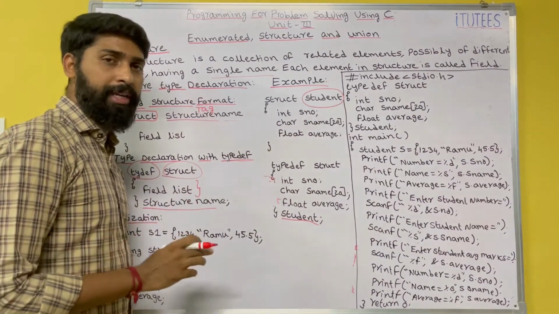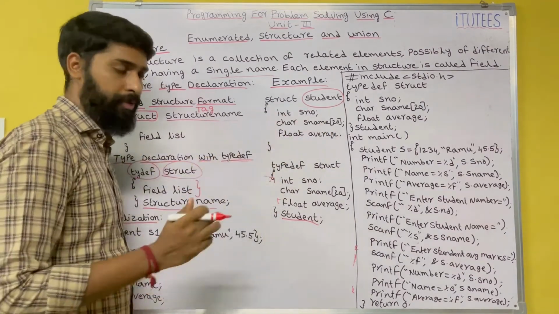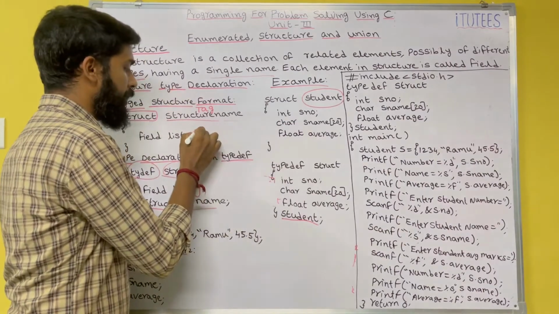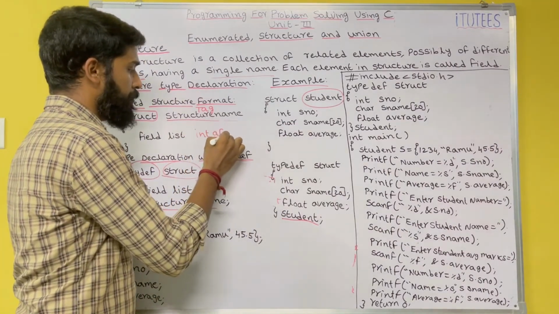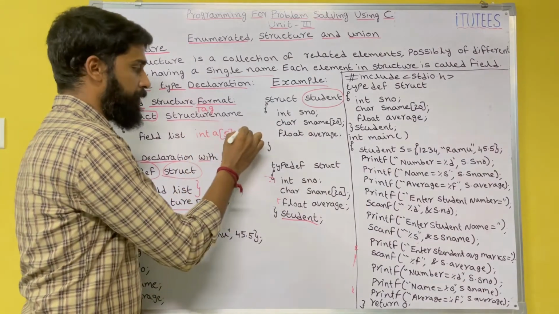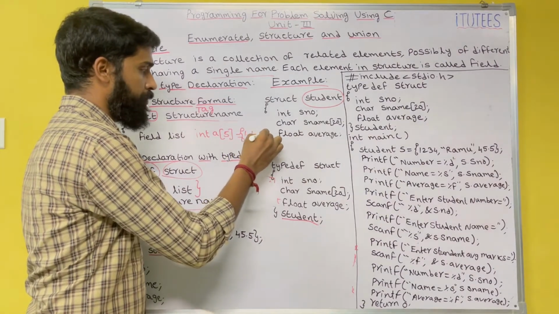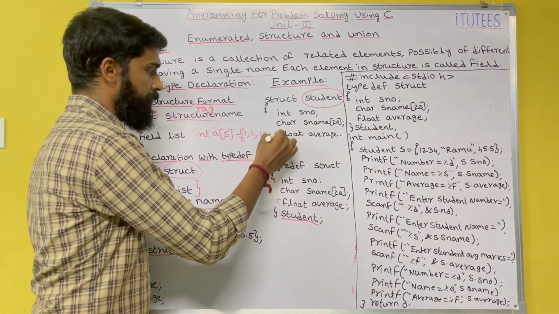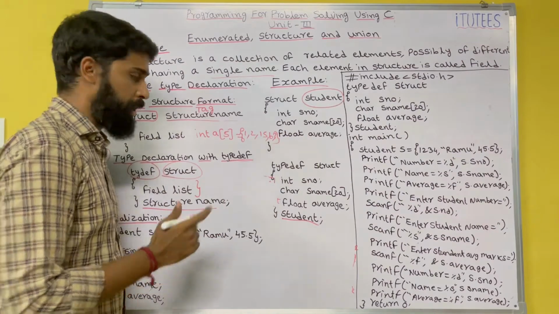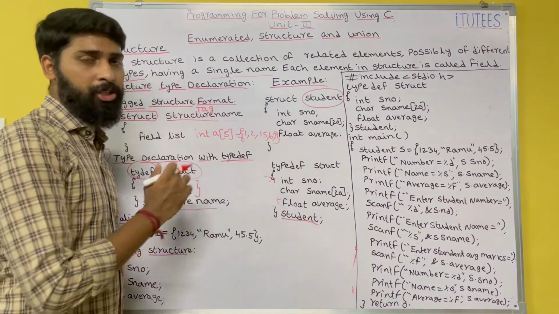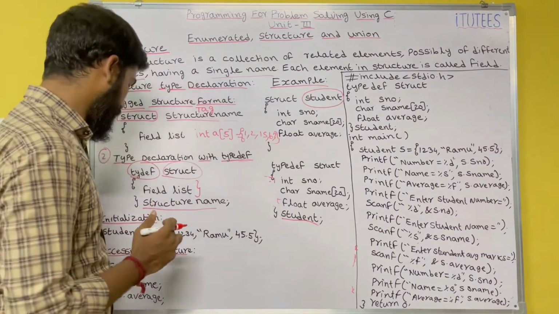Now I want to initialize these fields. For example, if it is an array, how can we initialize the array? For example, int a[5], we can initialize like this: 1, 2, 15, 6, 7, five elements. In the same way, the structure is also initialized.